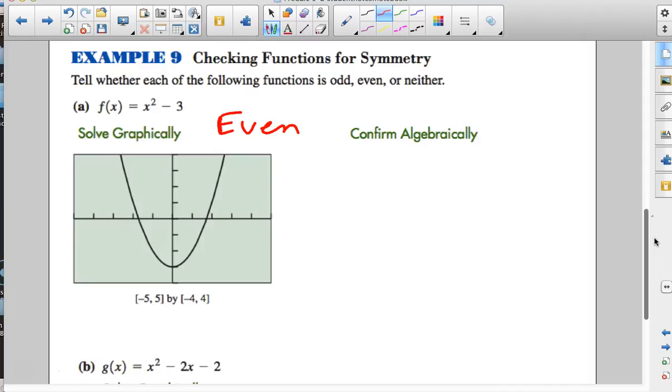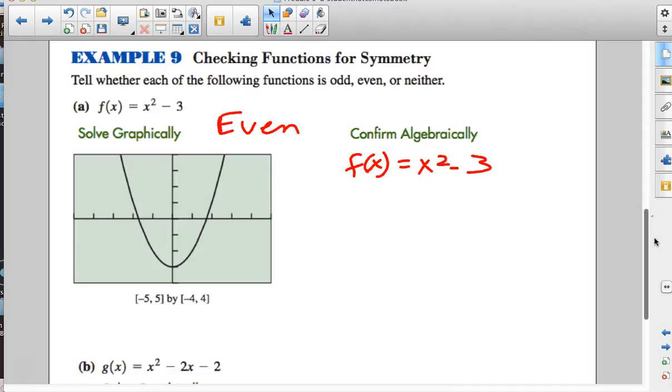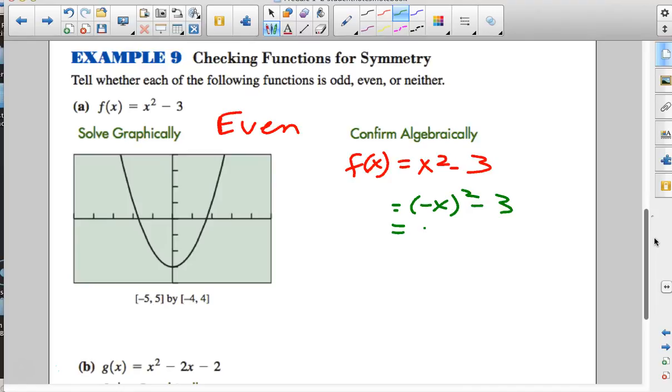Here's what that means. We have this as the original function. Wherever we see an x, we're going to put negative x in for it. What happens when you take negative x and you square it? Just becomes x squared.